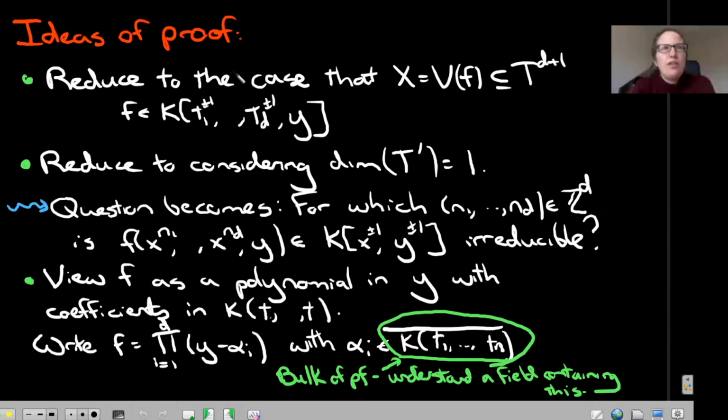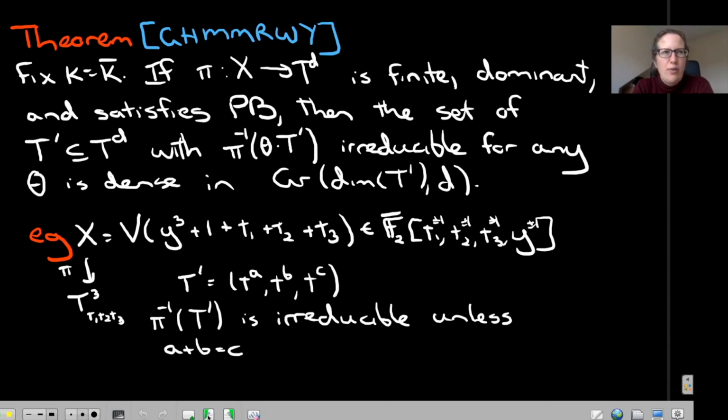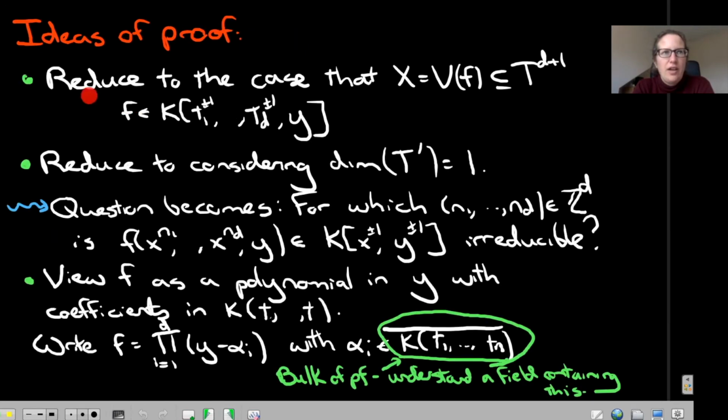Okay, so the first point is a fairly easy reduction to the hypersurface case. So we can assume that x is actually a hypersurface given by one polynomial f in t1 up to td and y, and we're just projecting onto t1 up to td. So that's exactly the situation we were in here, where we had a hypersurface and we projected onto t1, t2, t3. Okay, so that's the first point, reduce to the hypersurface.